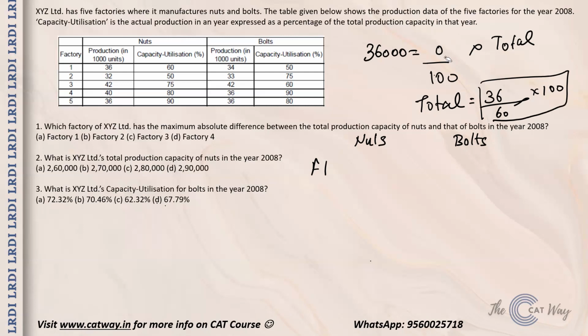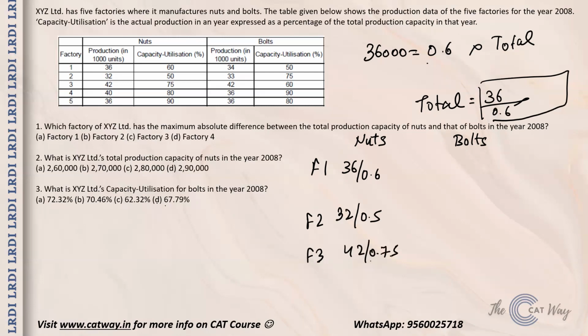Or basically, you can take this as 0.6 directly, and then you will be left with 36 divided by 0.6. So for factory 1, the total production capacity for nuts will be 36 divided by 0.6. Similarly, for factory 2 it will be 32 divided by 0.5. For factory 3, it would be 42 divided by 0.75 based on the same formula. For factory 4, it will be 40 divided by 0.8. And for factory 5, it would be 36 divided by 0.9.